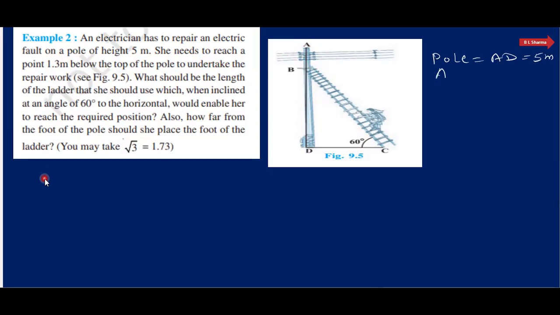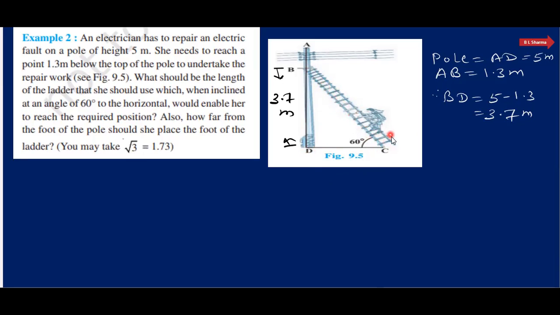So AB is 1.3 meter. Therefore, BD will be 5 minus 1.3 meter, that is 3.7 meter. So BD is 3.7, that is B to D. Now in right angle triangle BDC, we have one acute angle 60 degree and one side 3.7 meter. So using trigonometric ratios, we can calculate the remaining two sides, BC and DC.